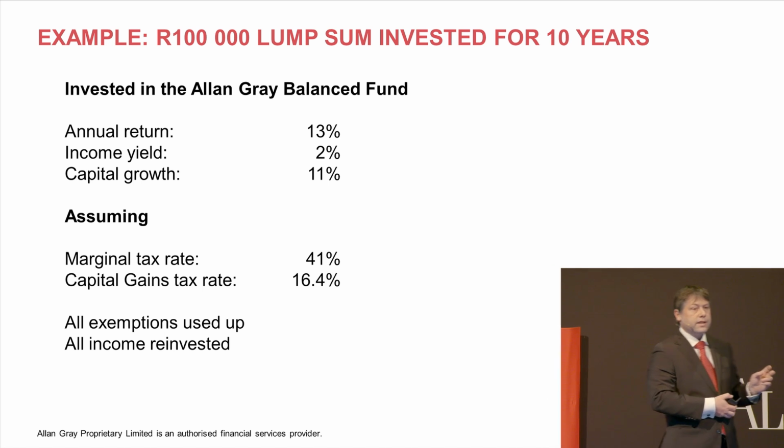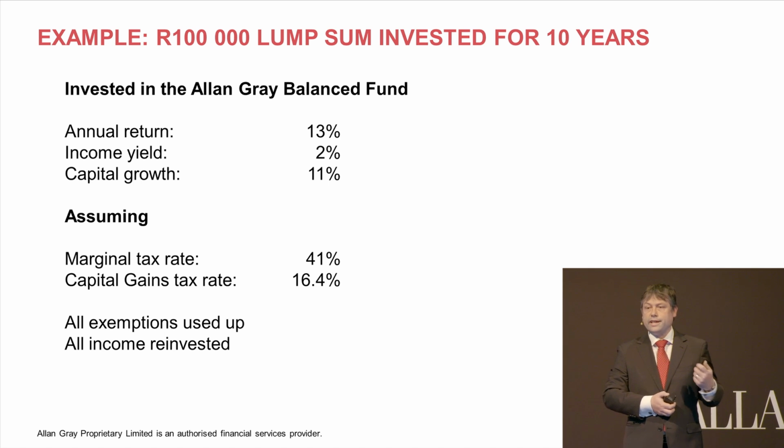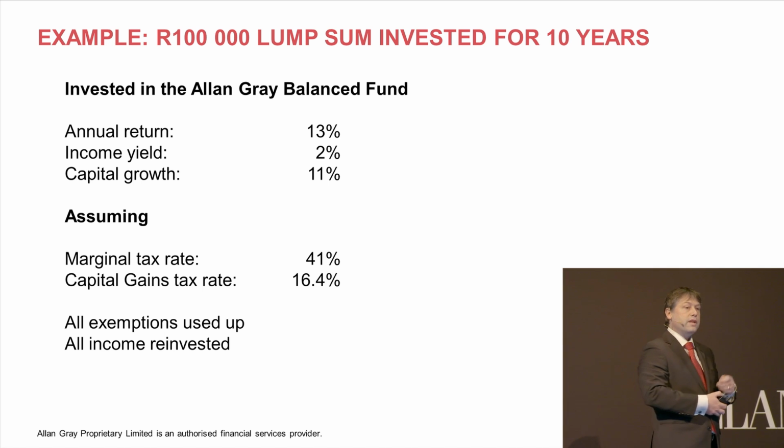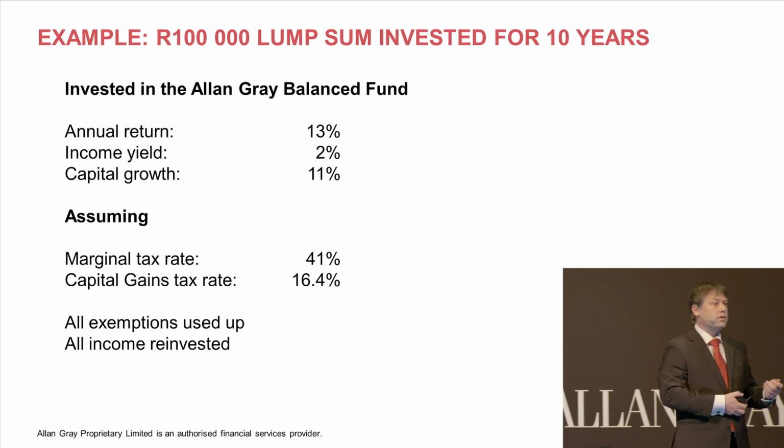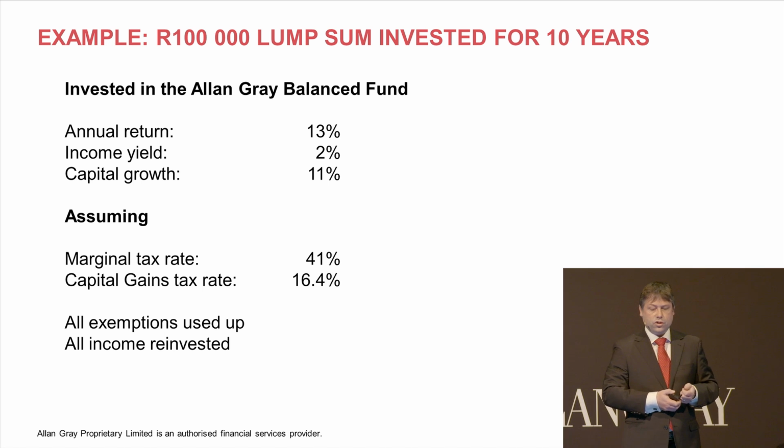Roughly 2% of that has been from the interest and dividends, so that's the income yield of the fund, and roughly 11% has been from the capital gains of the shares in that fund. So you've had a capital growth of 11%, and you've had annual income of 2% to give 13%.